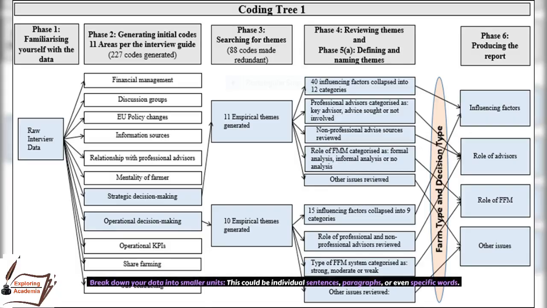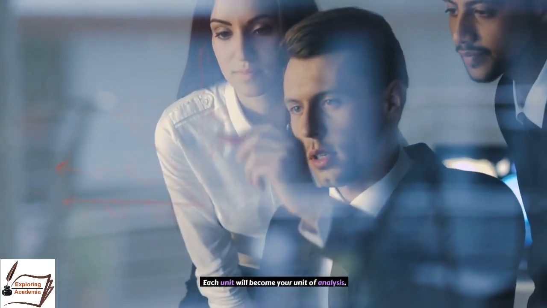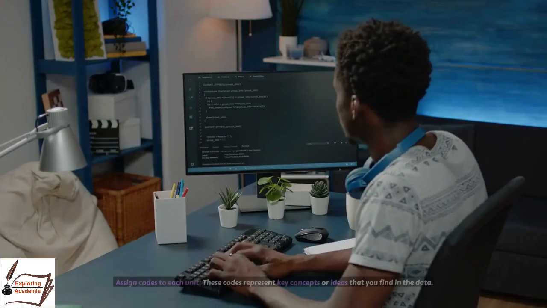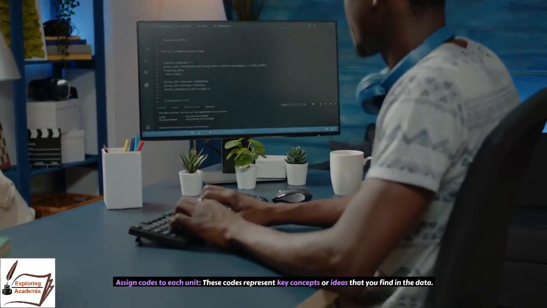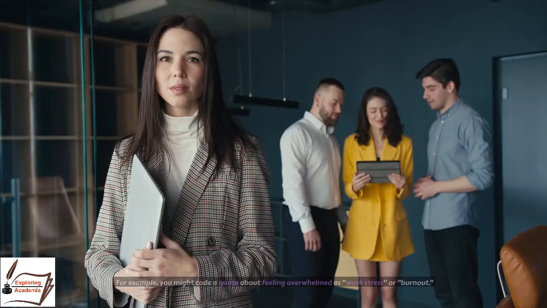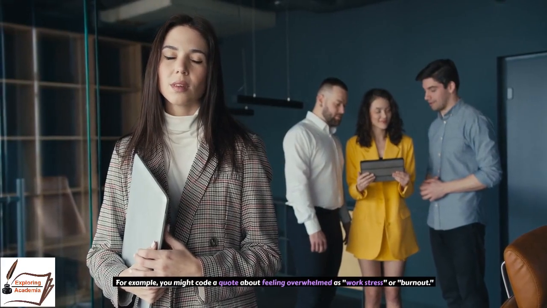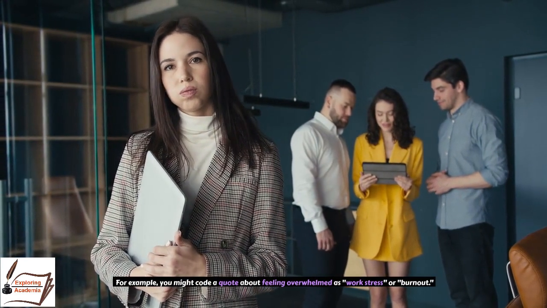Break down your data into smaller units. This could be individual sentences, paragraphs, or even specific words. Each unit will become your unit of analysis. Assign codes to each unit. These codes represent key concepts or ideas that you find in the data. For example, you might code a quote about feeling overwhelmed as work stress or burnout.